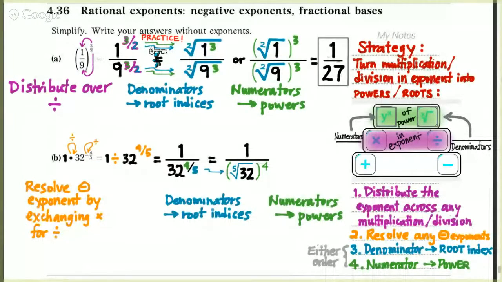Well, what is the 5th root of 32? This is one that's probably worth knowing because it's rather simple. It turns out to be 2. 2 times 2 times 2 times 2 times 2 is 32. So that simplifies to 1 over 2 to the power 4. And then 2 to the power 4, 2 times 2 times 2 times 2 is 16.